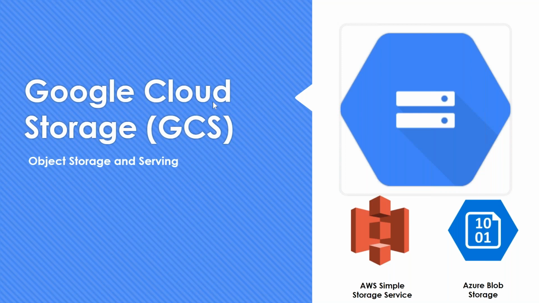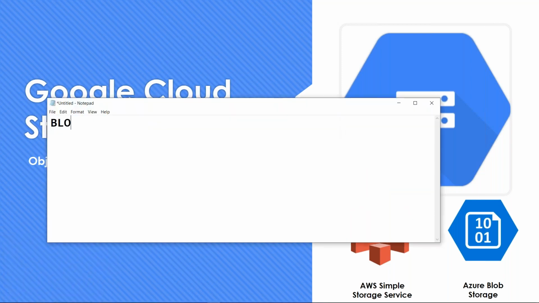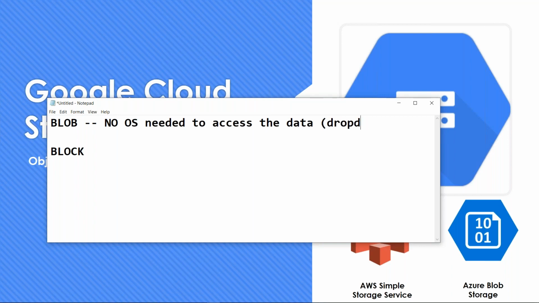So what do you mean by blob storage? Blob storage means, in very, very simple terms, let me just put this. There are two types of storage which you get. Here, no OS is required, you don't need an OS to access the data. Something like your Dropbox. So you can access your Dropbox from your phone, from your laptop, anywhere, even outside.